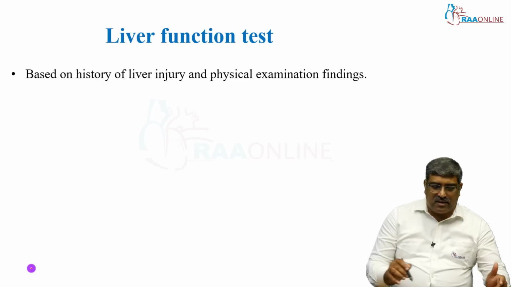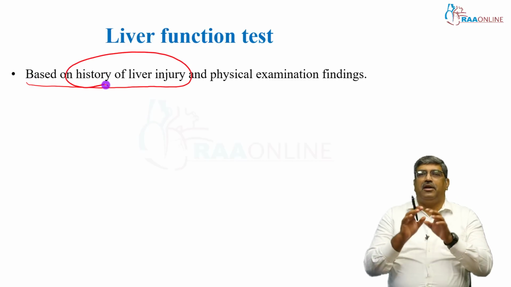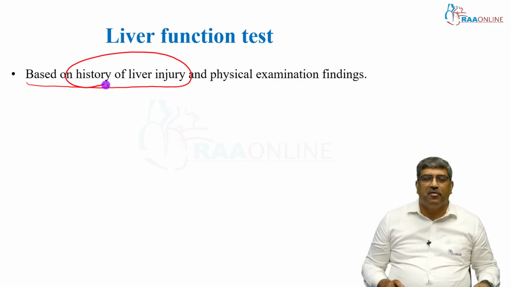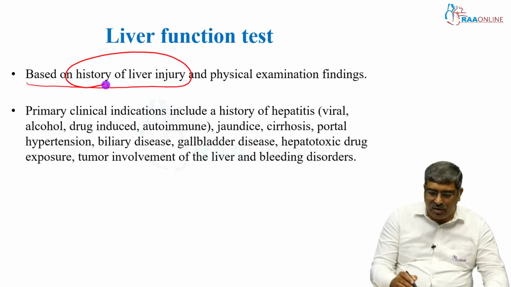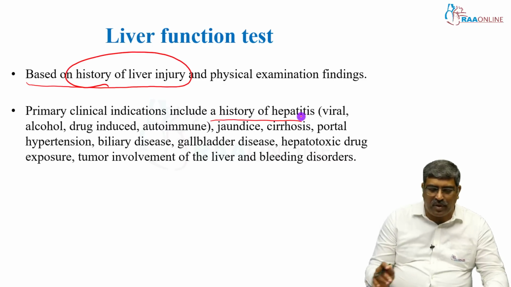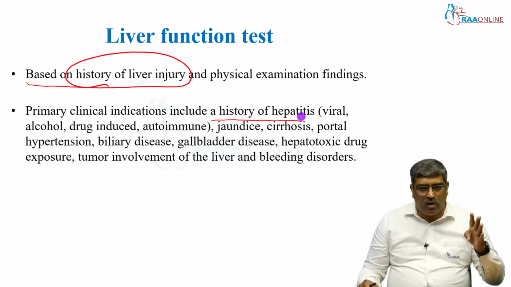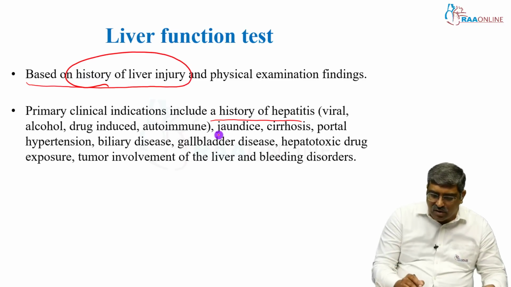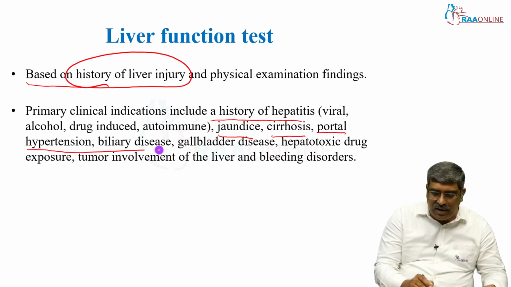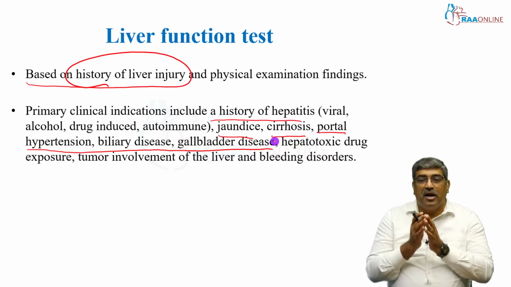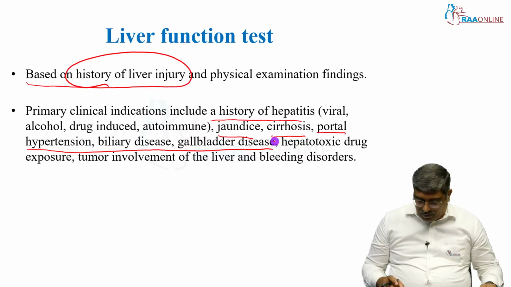Liver function test is asked based on history of liver injury and a variety of systemic examination findings. The primary indications for liver function test include a history of hepatitis which can be viral, alcohol, drug induced or autoimmune hepatitis, jaundice, cirrhosis, portal hypertension, biliary disease, gallbladder disease, hepatotoxic drug exposure, tumor involvement of the liver and bleeding disorder.